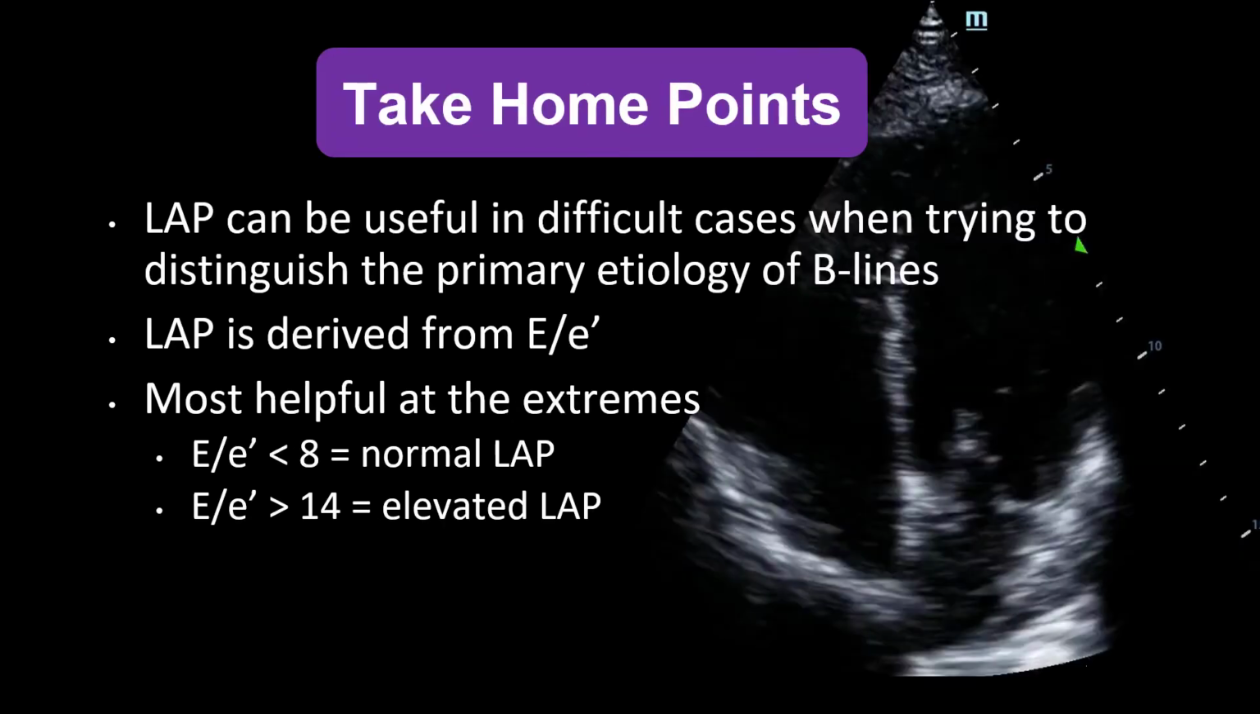Okay, so let's go over some take-home points. We hope by now we've convinced you that left atrial pressure can be useful in difficult cases when trying to distinguish the primary etiology of B lines, especially when the pleural line thickness is difficult to interpret. LAP is derived from E over E prime, and it's particularly helpful at its extremes. So if you have an E over E prime less than 8, you have a normal left atrial pressure, and if you have an E over E prime greater than 14, you have an elevated left atrial pressure.